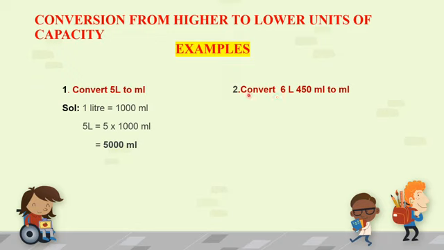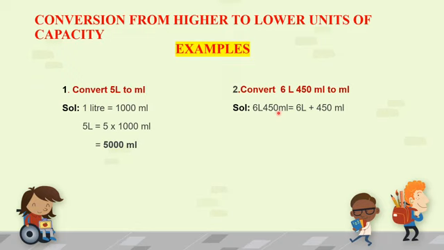Which part of the question? Here, 6 liter. Liter needs to be converted into milliliter. This part is already in milliliter. So, now we know that higher to lower unit, we have to multiply. And then we will find the relationship that 1 liter equals 1000 milliliter. Now we are clear. Multiplication is to be done and the relationship is 1 liter equals 1000 milliliter.